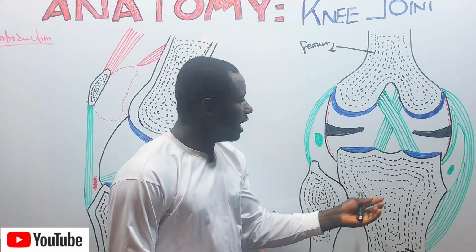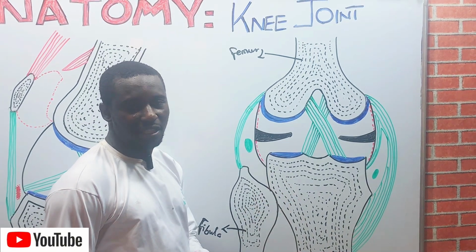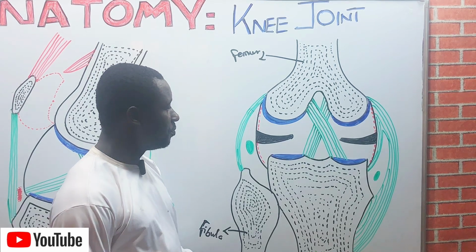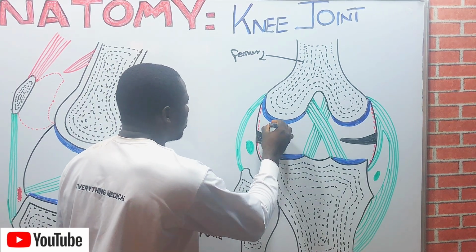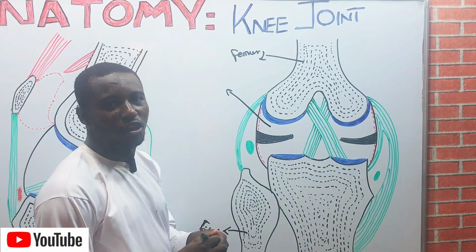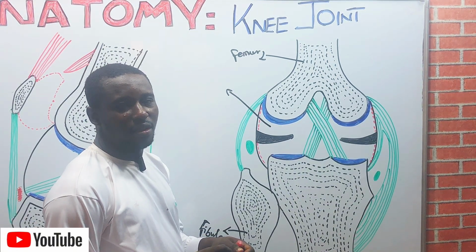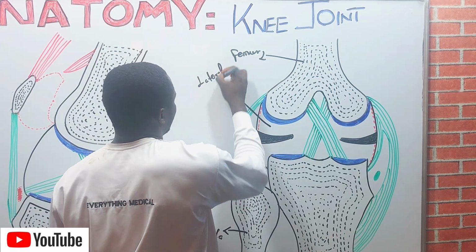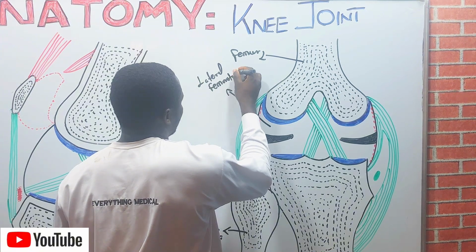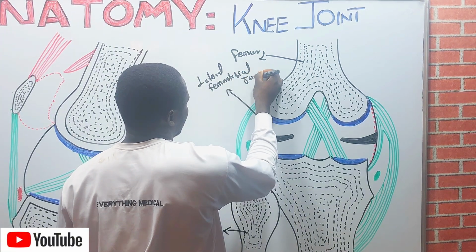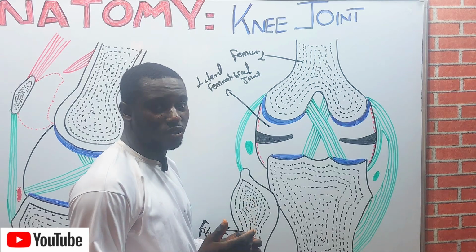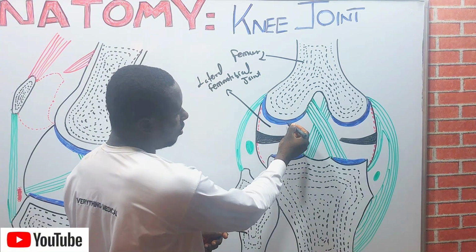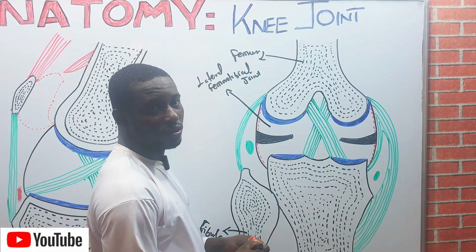Now, this shows us the two condylar joints that are formed by the condyles of the femur and the tibia. Now, this region indicates one of those condylar joints, which is the lateral femorotibial joint. The lateral femorotibial joint is one of those condylar joints that is formed by the condyles of the femur and the tibia.